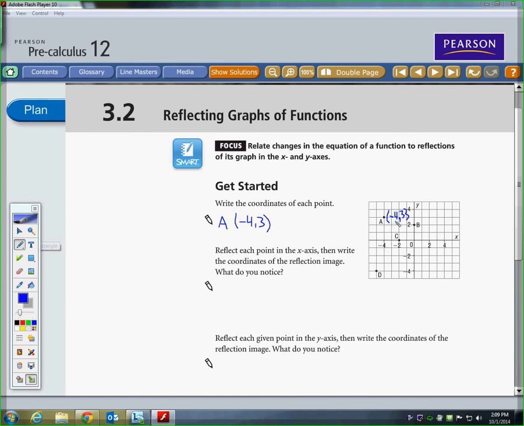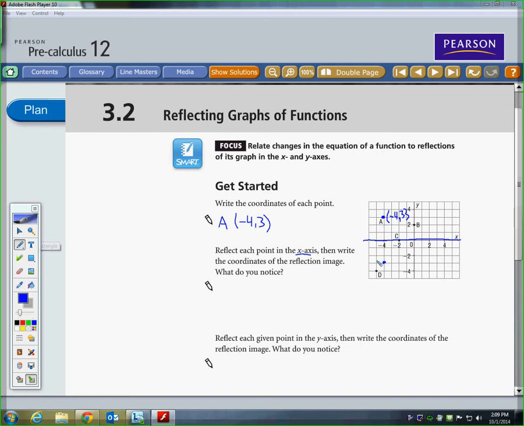A is -4, 3. And the first part says reflect each point in the x-axis. So here is the x-axis here, and if we're going to reflect it, one way to think of this is think of this A point as like a wet blob of ink or something, and then we fold the piece of paper along that x-axis. Where would it make a mark over here? So clearly if we count, it's 1, 2, 3 away from here, so if we go 1, 2, 3, it's going to make a spot right there, won't it? So this will be our new spot.